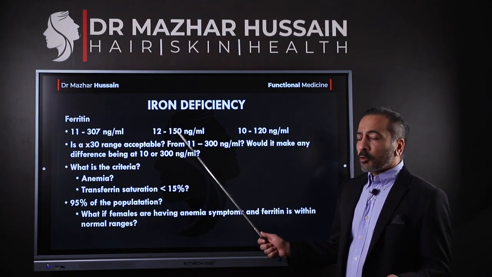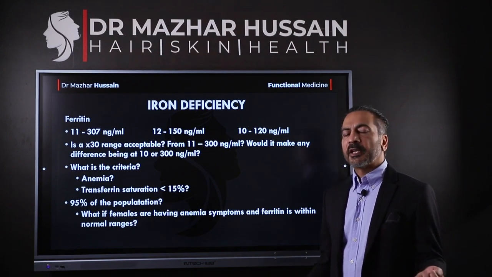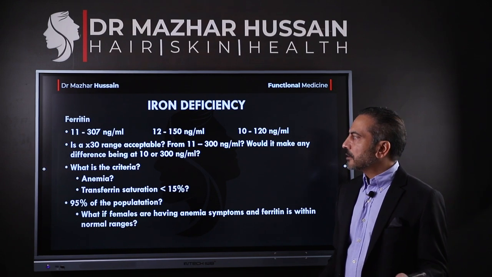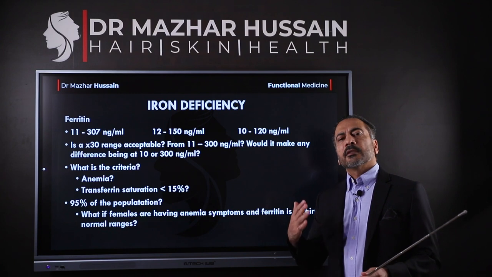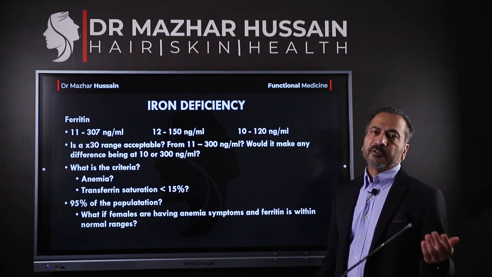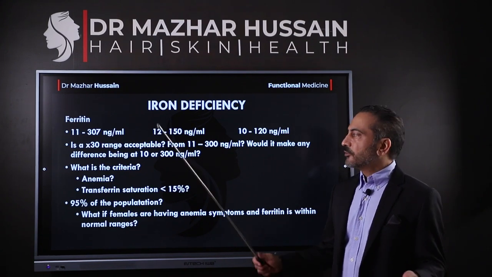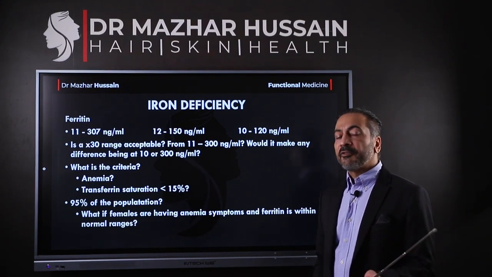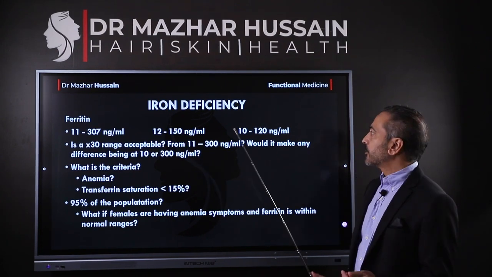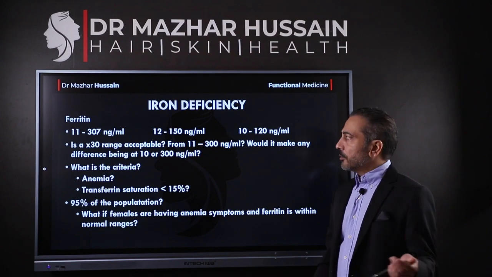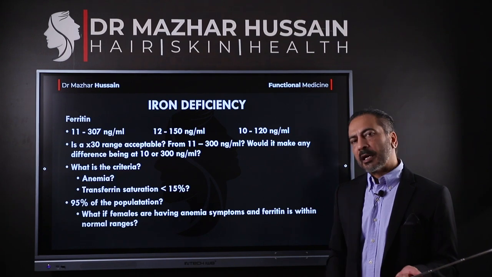Now, it can also be raised due to acute inflammation, so sometimes you can't just trust ferritin as a parameter for your iron status. Anyhow, it is a good test, but the interesting part here is that some labs would say 11 to 300 or 307 nanograms per milliliter is the range for normal ferritin levels. Some labs will say maybe 12 to 150 and some labs will say 10 to 120. Now looking at this, there is a 30x difference between the lower limit and the higher limit.